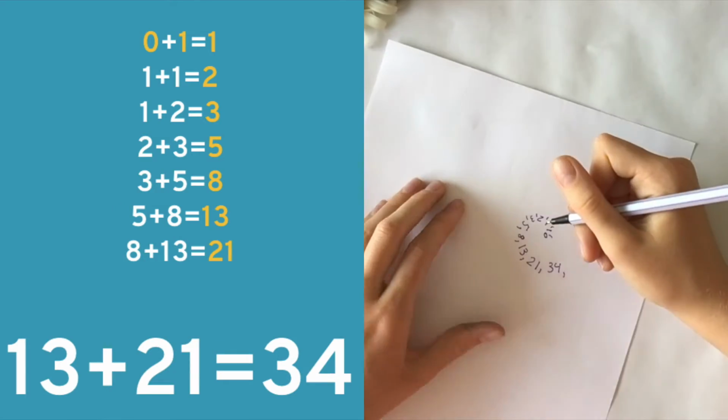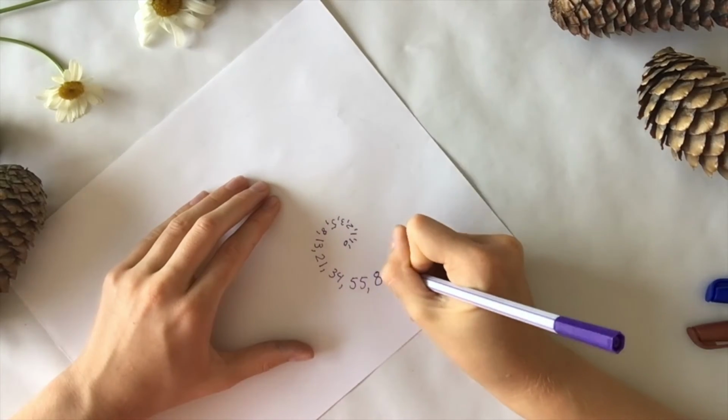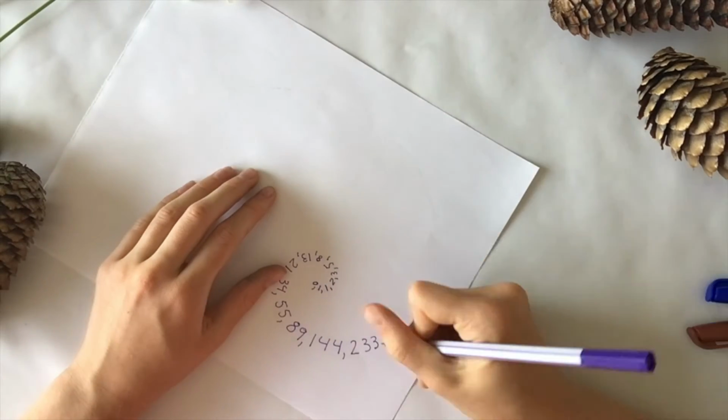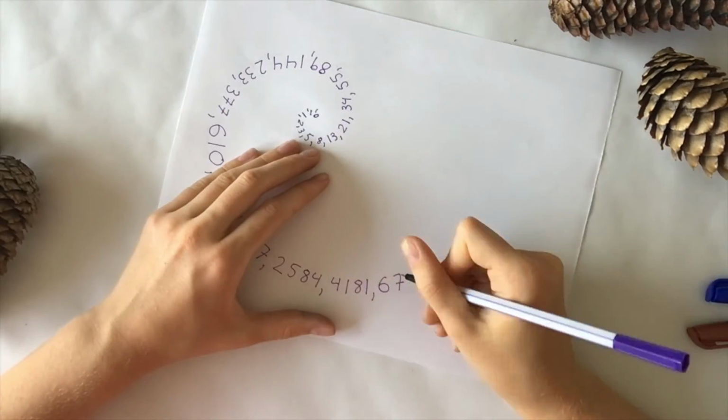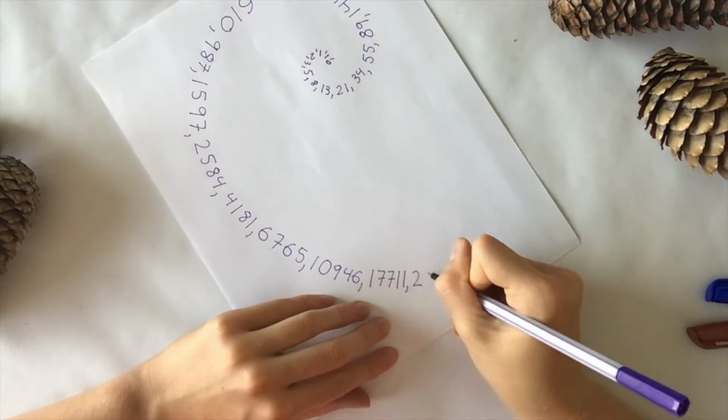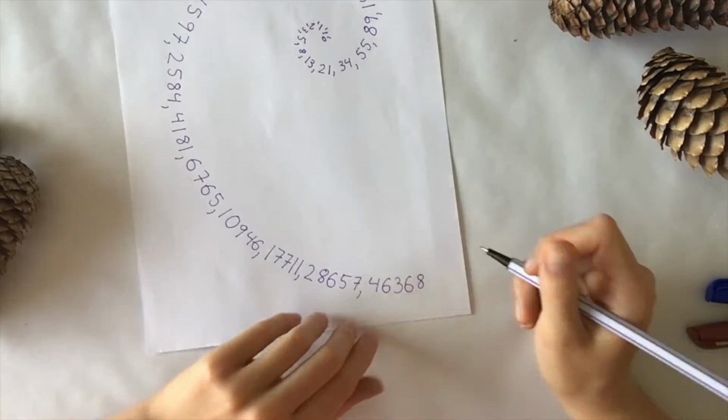Next comes 34. We can keep going like this to get 55, 89, 144, 233, 377, 610, 987, 1597, 2584, 4181, 6765, 10946, 17711, 28657, 46368, and so on.